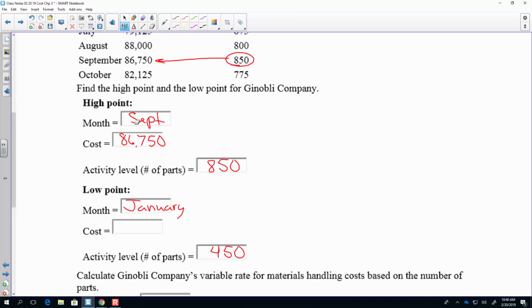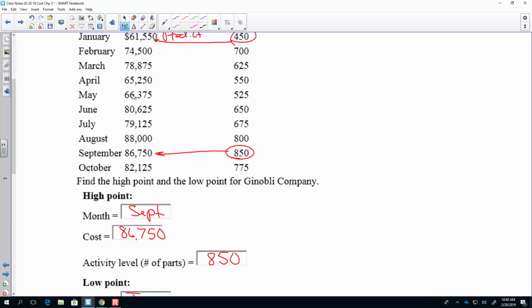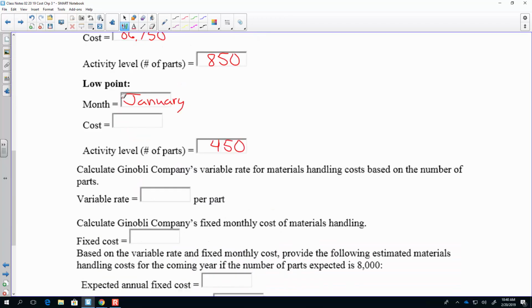And the cost is at 61,550. Oops, way up here. Excellent. And that is the step 1 process in our high-low computation, right? Picking the high and the low period.